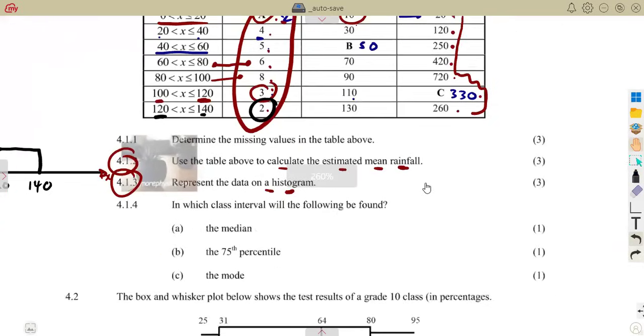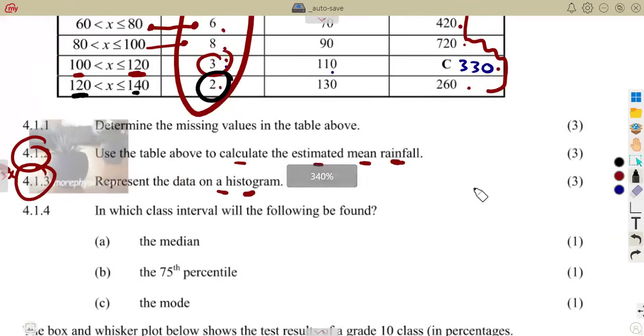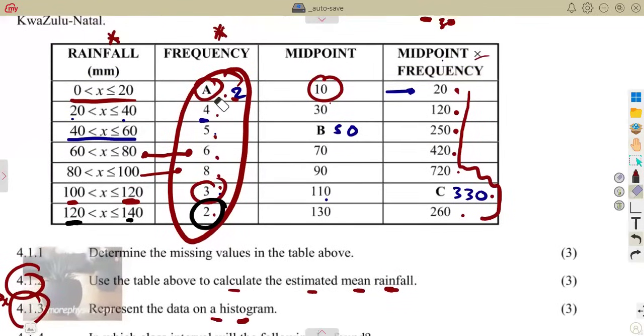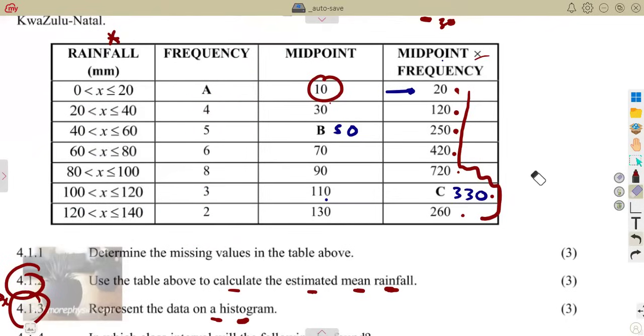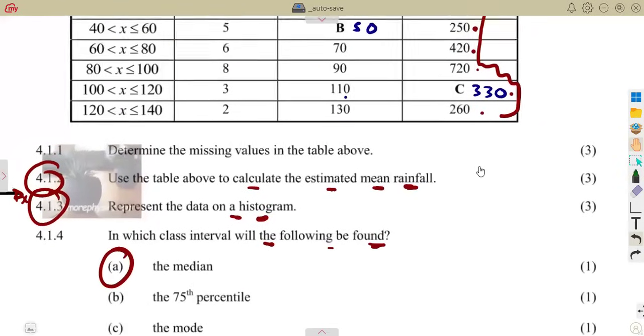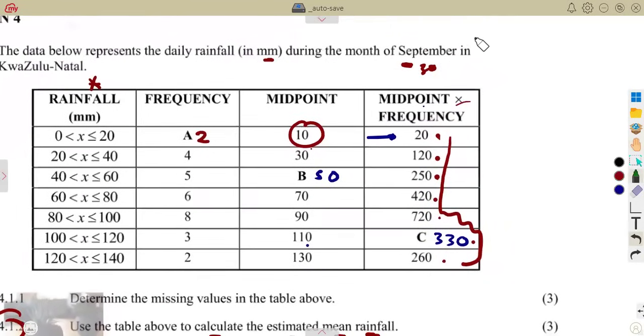In which class interval of the class intervals that we are given will the median be found? Remember, this was our A, which is 2. Remember that the median is half of the distribution. So this is 4.14A. All right, so this is what you simply do for this one. Remember that the median is from half of the distribution.